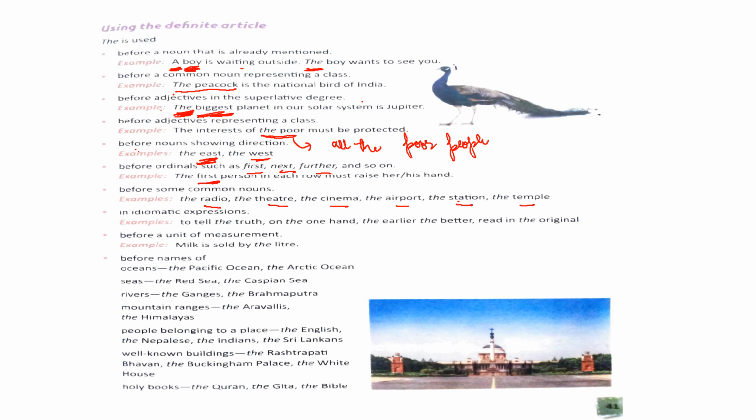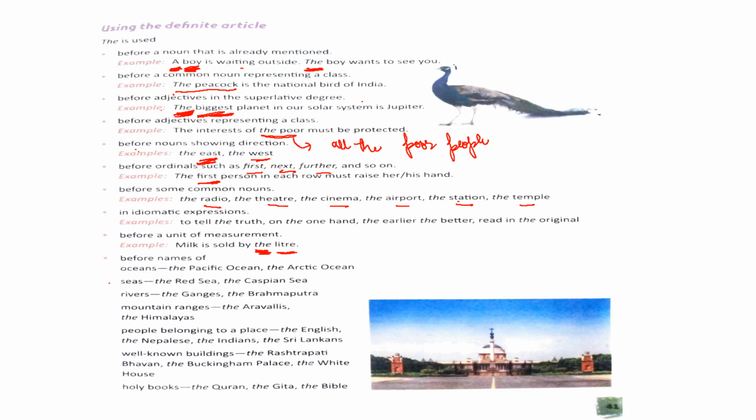Now article the is also used with idiomatic expressions. Some of the expressions have been given here. To tell the truth. On the one hand, the earlier the better. Read in the original. So in some of these expressions you can find the article the. It is also used before a unit of measurement, a unit like liters, kilometers, which you might have learned in maths. For example, milk is sold by the liter. So you have to add the before units of measurement.